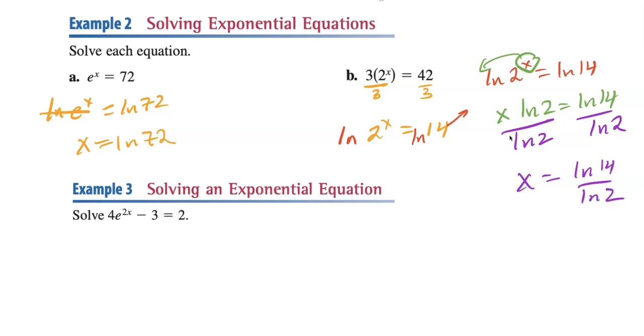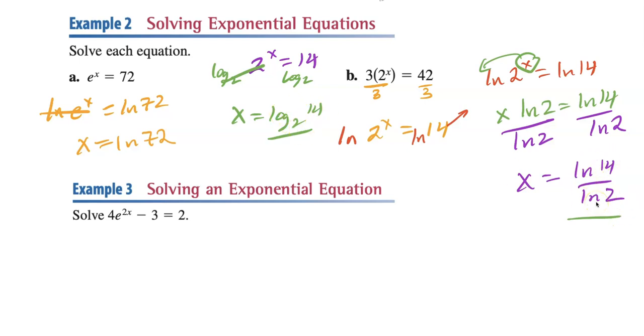To show you another way of doing it, let me create some space here. So we had 2 to the x equals 14. Another way you could do it is you take the log base 2 of both sides. So what happens there is 2 and 2 cancel out, you just get x. And you get x equals log base 2 of 14. And those are actually the same answer. They just look different. This is log base 2 of 14, that's natural log of 14 over natural log of 2.